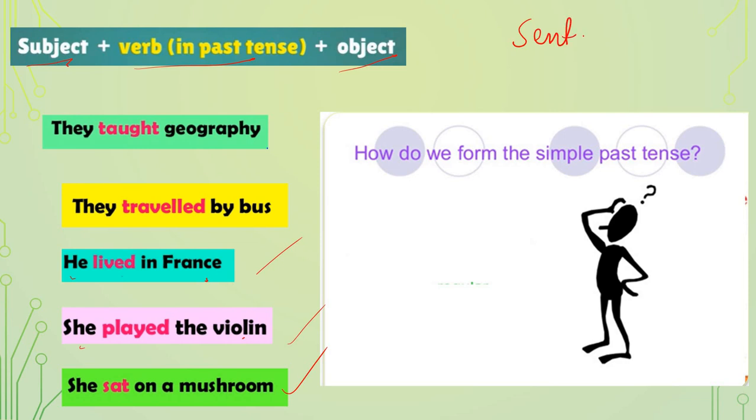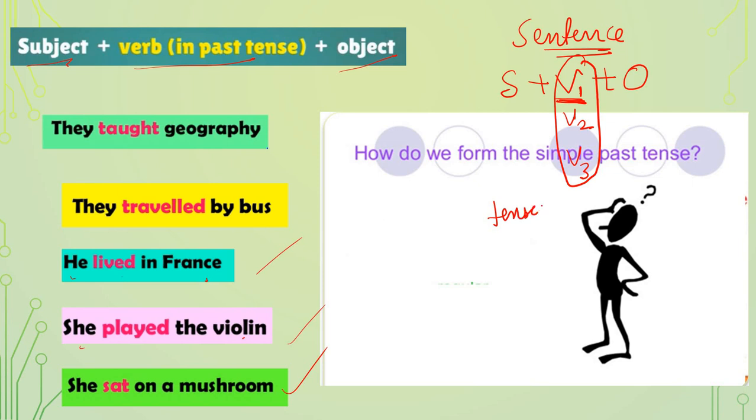Any sentence, it follows the same rule mostly. Subject plus verb plus object, and the verb will depend on the tense. Whether you will use the first form of verb, the second form of verb, the third form of verb, it will depend on what tense you are talking about. In the present tense, it is play. In the past tense, it becomes played. And in the third form also it is played.